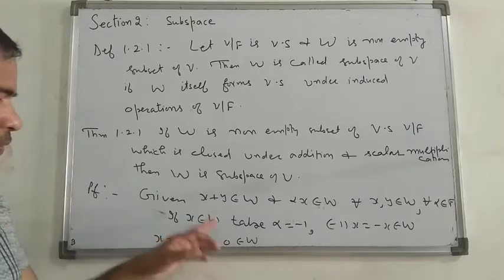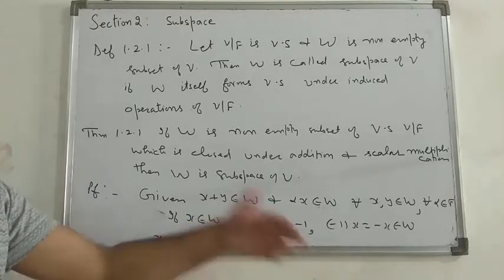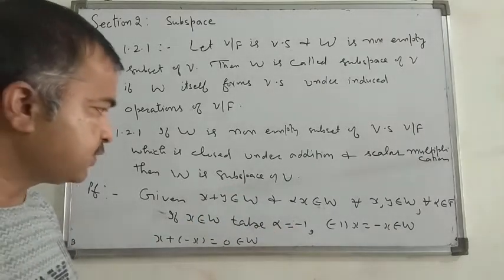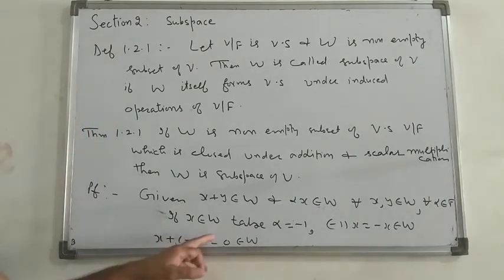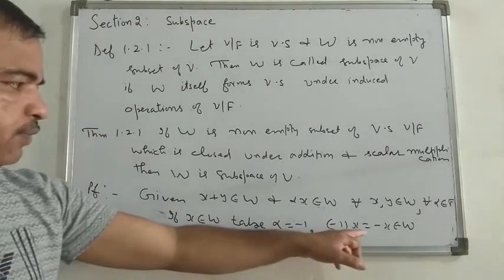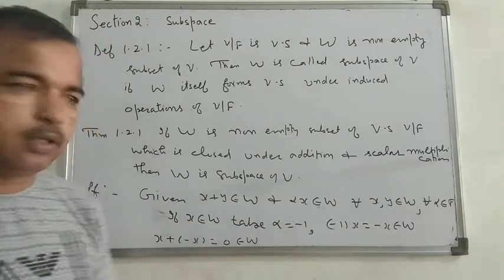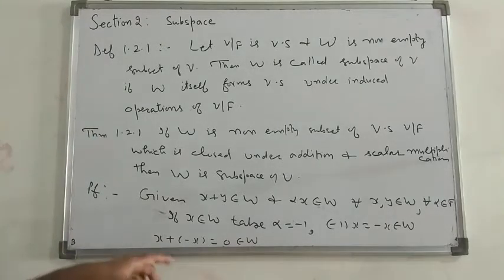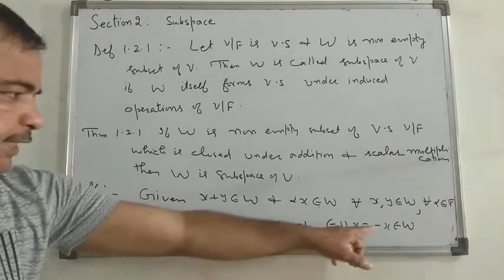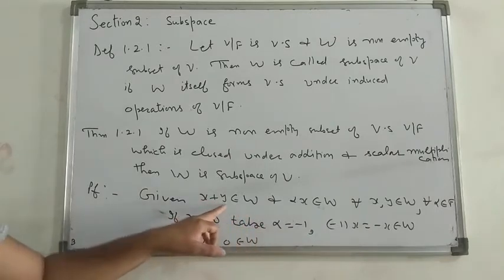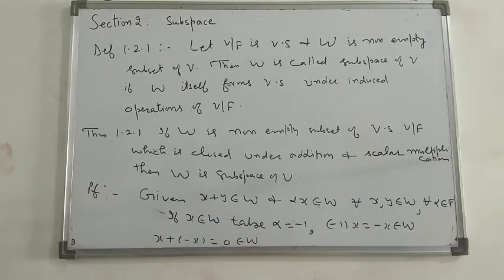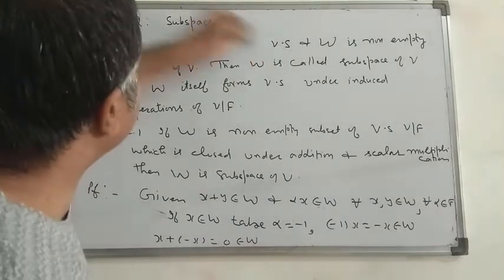Now if x belongs to W, we take alpha equal to -1, because in a field -1 is always there. So we get -1 times x, that is minus x, belongs to W. That is, every element of W has an additive inverse in W. Further, x plus minus x will belong to W by this property. x plus minus x means 0 belongs to W. So additive identity is there. So both the additive identity and the additive inverse of every element of W are present in W.